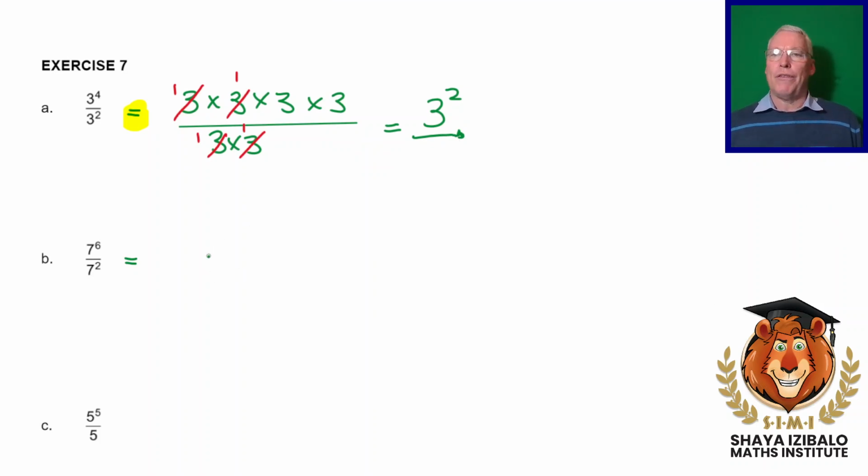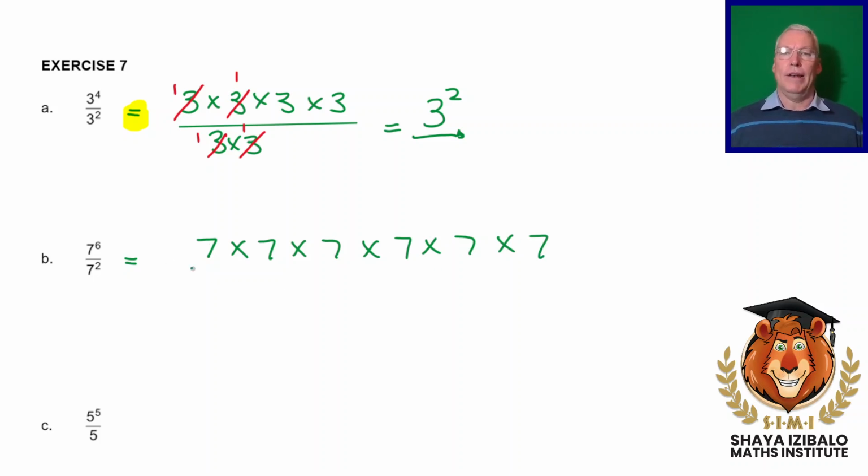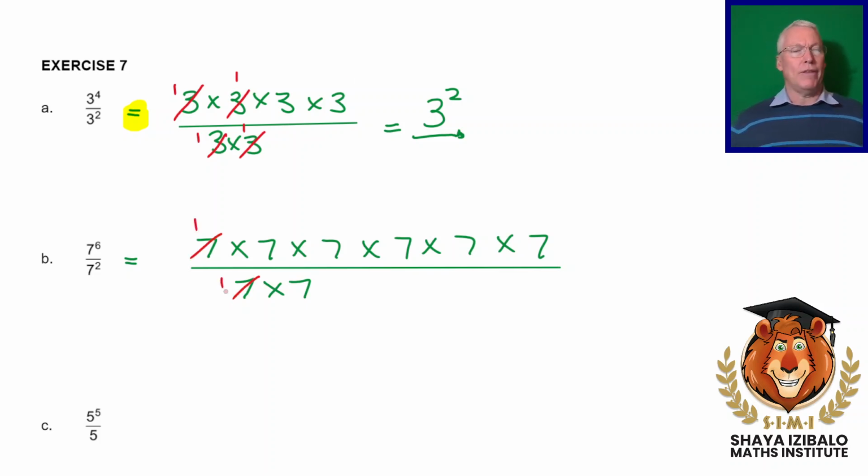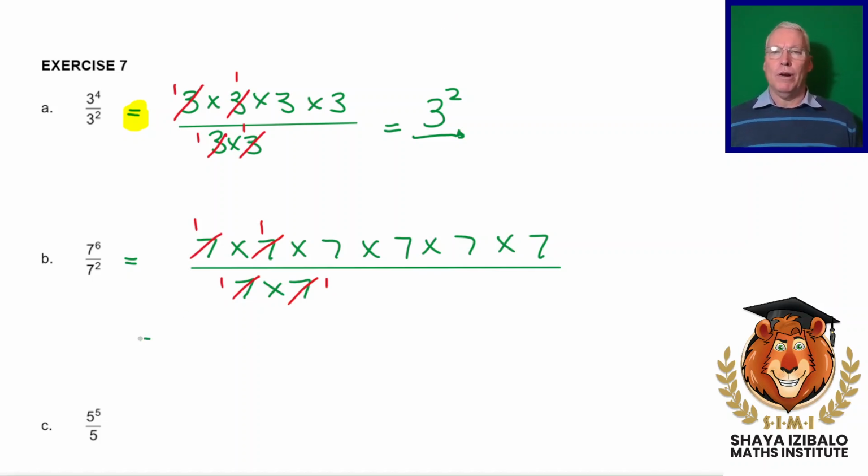So on the top, we've got 6 7's: 7 times 7 times 7 times 7 times 7 times 7. Let's just check: 1, 2, 3, 4, 5, 6. And on the bottom, we've got 2 7's. So we're going to divide the top by 7 and the bottom by 7. That keeps the fraction the same. Now we're going to do it again. Top by 7, bottom by 7. Now all the 7's are gone on the bottom. Let's see what we've got left. On the top, we've got 4 7's multiplying together. On the bottom, we've just got 1, so there's our answer.